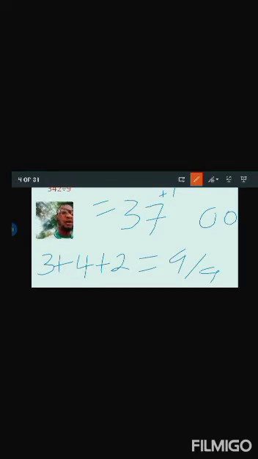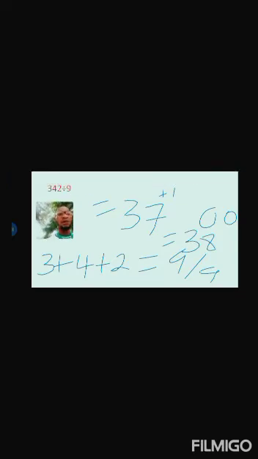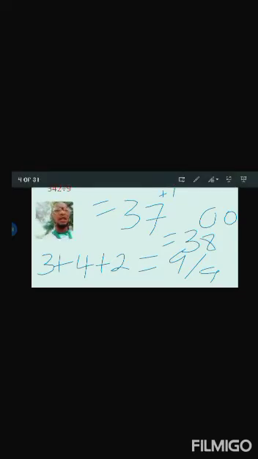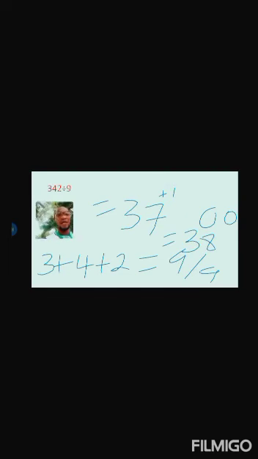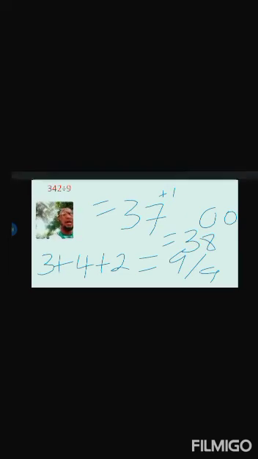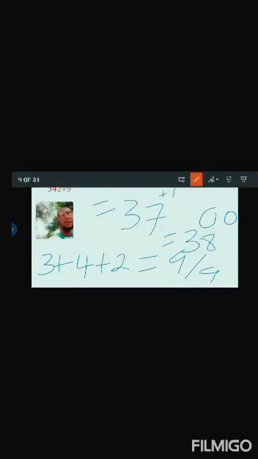So you now rewrite this as 37 plus 1. 7 plus 1 is equal to 8, so you write 38. 38 is your answer. So the answer to this is 38, and that's why we have our answer under here. So 342 divided by 9 is 38. I believe we all got that.